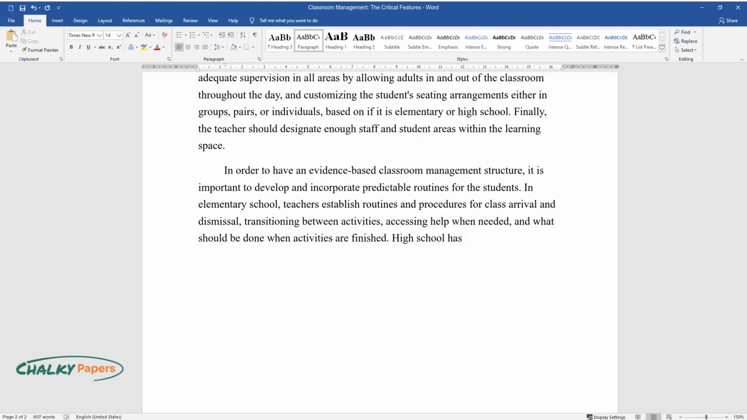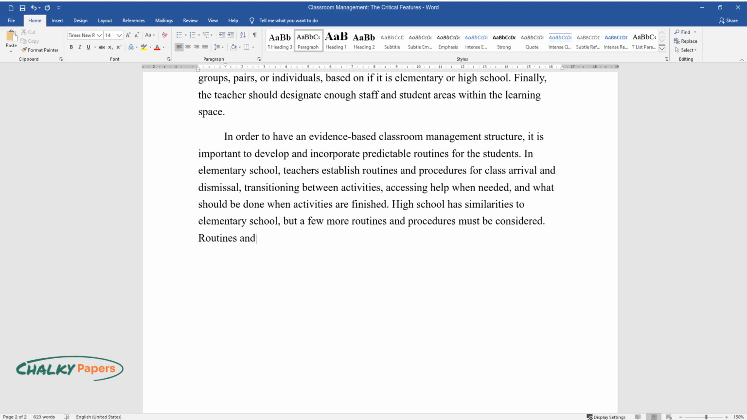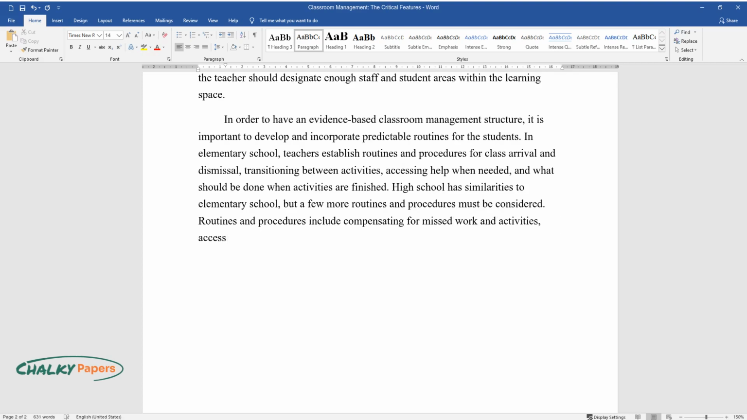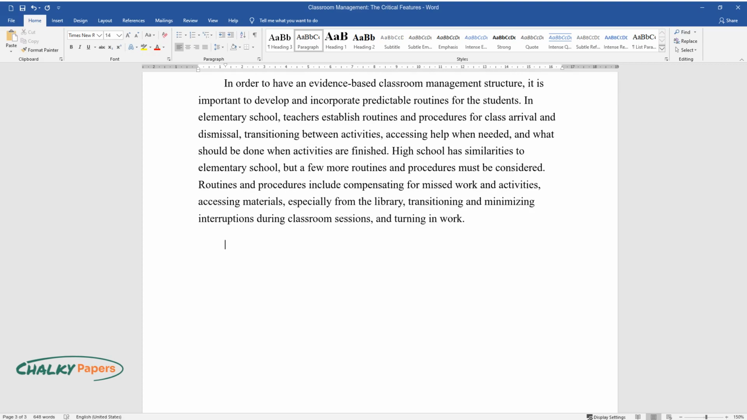High school has similarities to elementary school, but a few more routines and procedures must be considered. Routines and procedures include compensating for missed work and activities, accessing materials, especially from the library, transitioning and minimizing interruptions during classroom sessions, and turning in work.